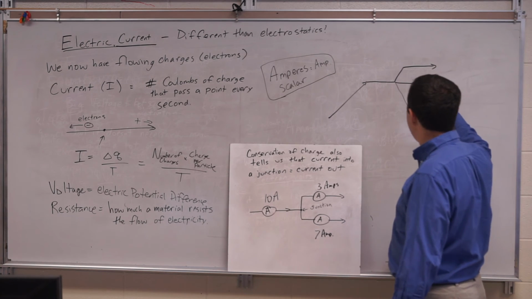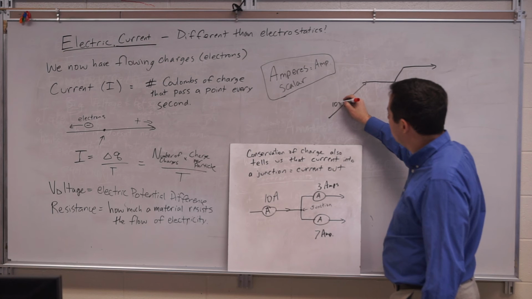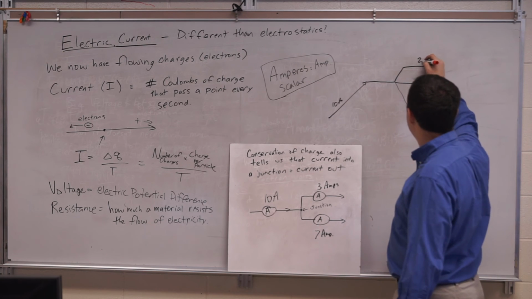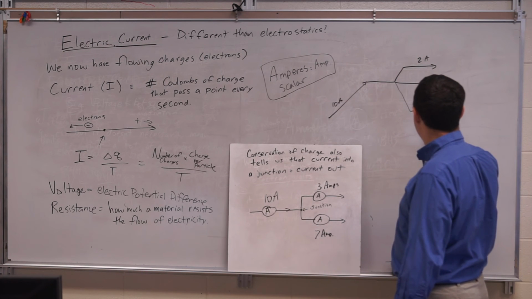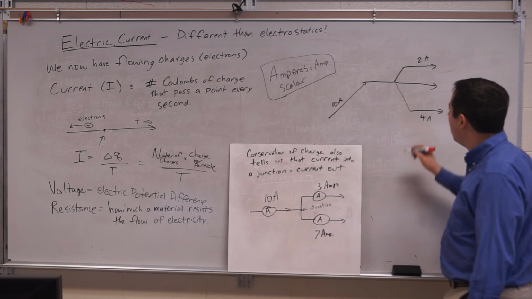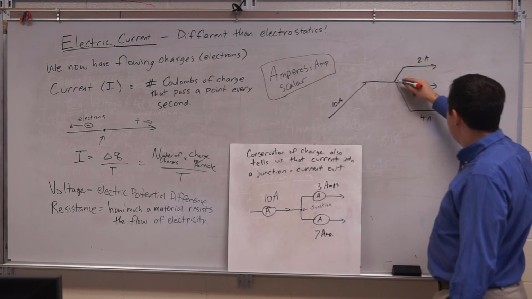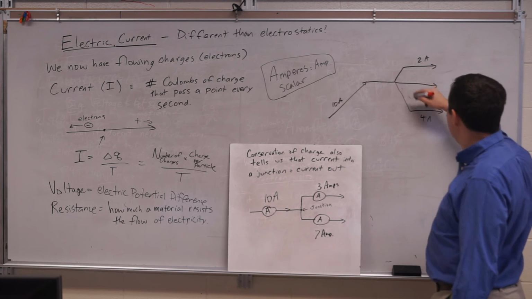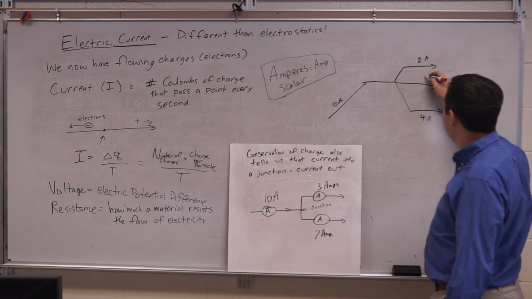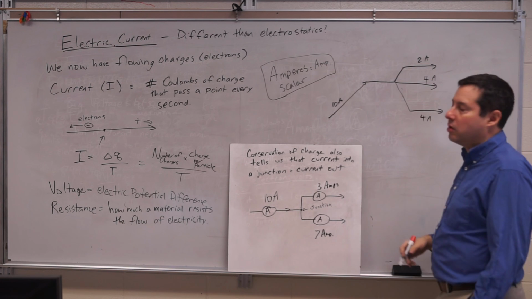You can split into 3 paths here, so you could say 10 amps. And then you could have 2 amps. You could have 4 amps. What's coming through here? Well, it's all coming in, right? So let's do 10 in, 4 out that way, 2 out that way, so you've got to have another 4 to add up to your total of 10.